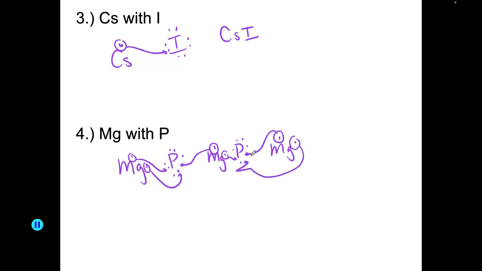We'll do it down here. And so now 2, 4, 6, 8, 2, 4, 6, 8. So this would be Mg3P2.